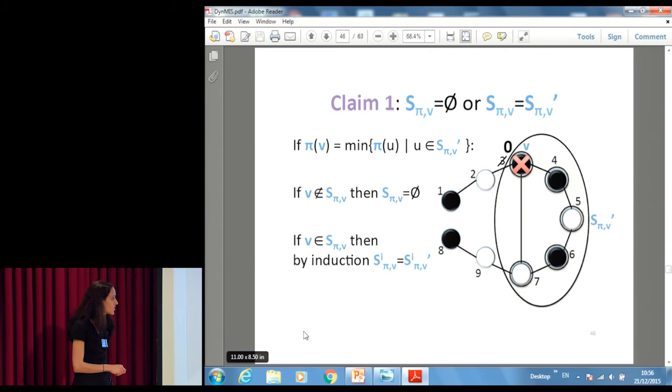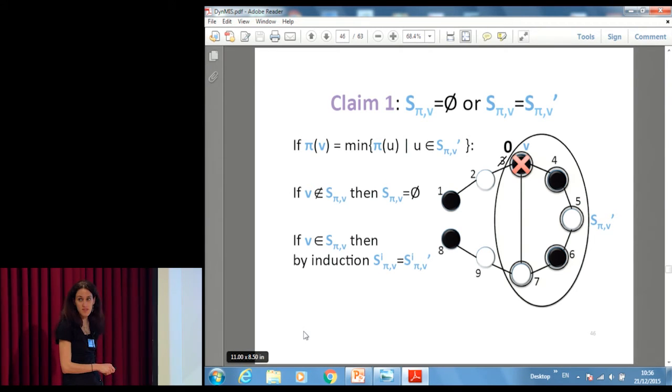Okay, so first V is in both sets. Then I look at its neighbors 4 and 7 that needed to change their state. And my claim is that they're both in S and both in S prime. Then I look at their neighbors that needed to change, which is 5. That's the next layer, and that will be the same in both. And then 6, and then 7 again. 7 is both in the first layer and in the fourth layer here.